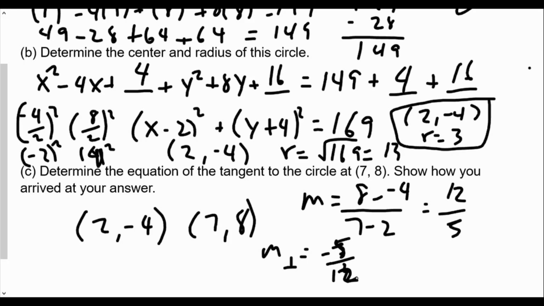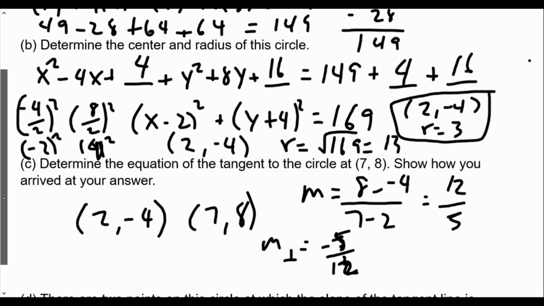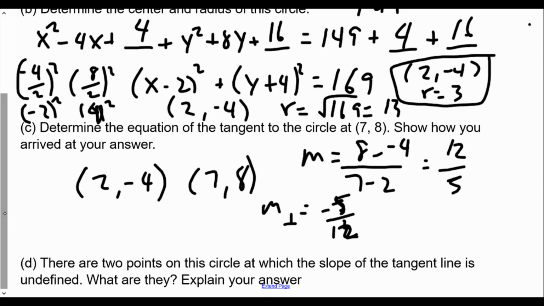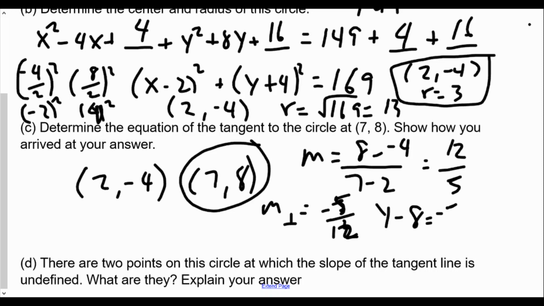Now, what it comes down to is that we want to find the equation of this line. The point-slope formula will be so much easier. So we're just going to take y minus, again, passing through (7, 8), so y minus 8 equals negative 5 over 12 times x minus 7. My handwriting is a little tough though, so I apologize for that. So y minus 8 equals negative 5 over 12 times x minus 7.